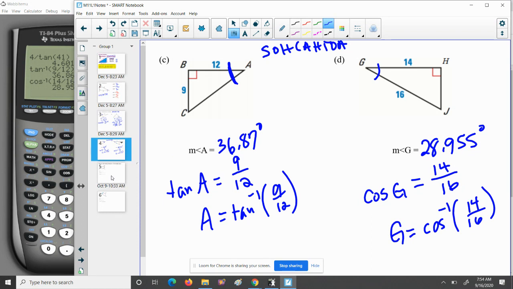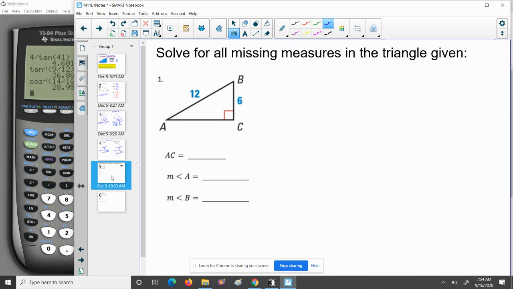All right, so now we're going to put both of those together. Take a look at this one. We're going to solve for everything that's missing. This is called solving a triangle. So we're going to solve for all of our missing pieces. If we take a look, the first thing listed is AC. Notice we've got two of our sides. An easy way to find the third side, which is AC, is to use Pythagorean theorem.